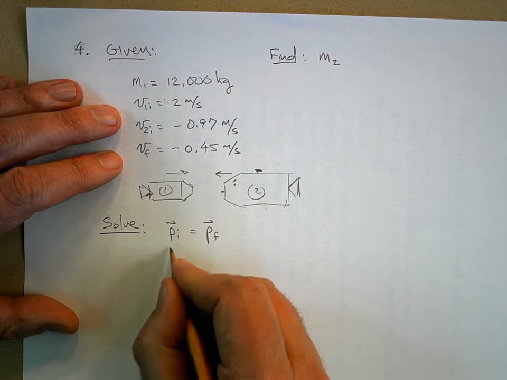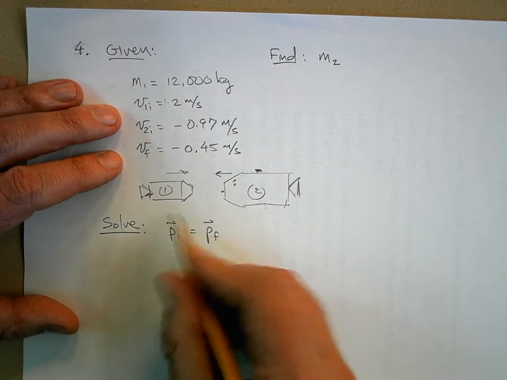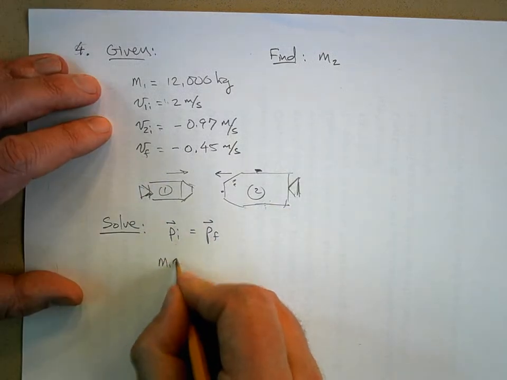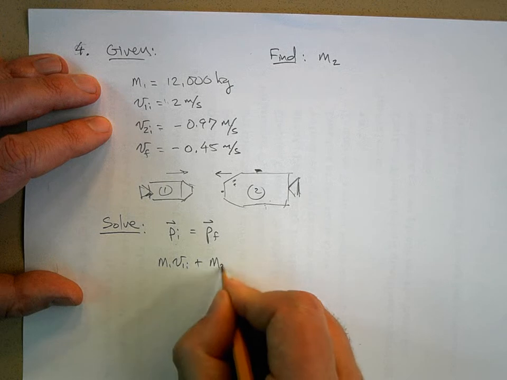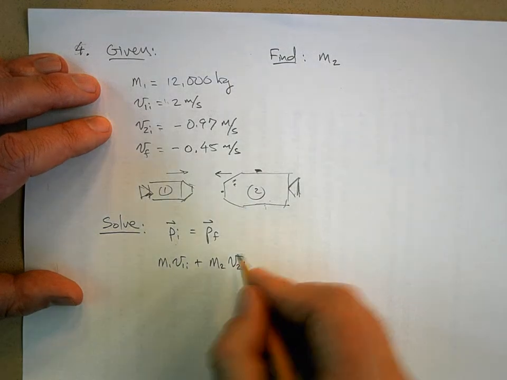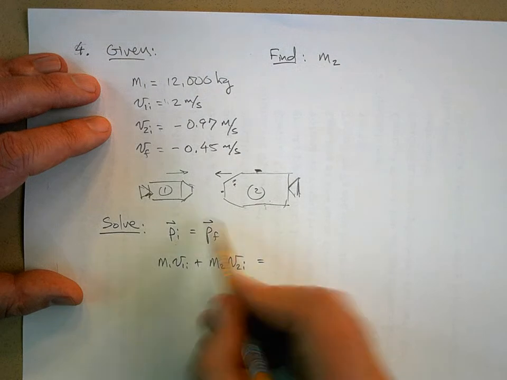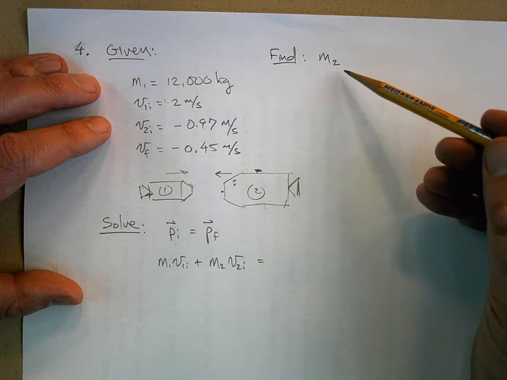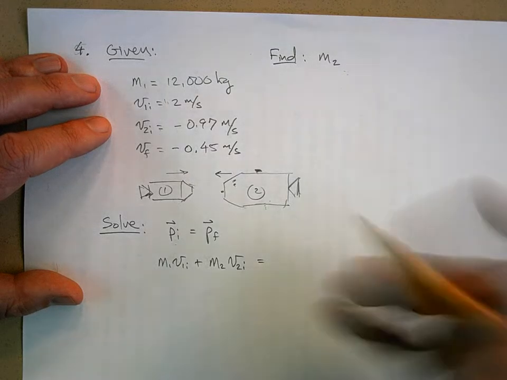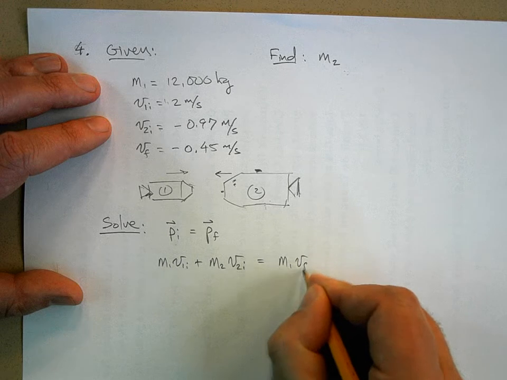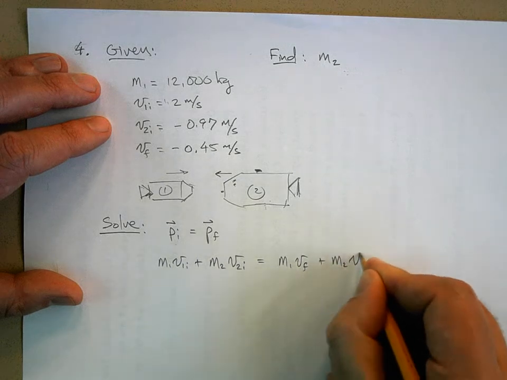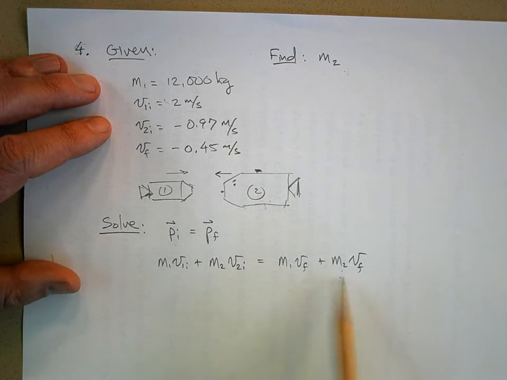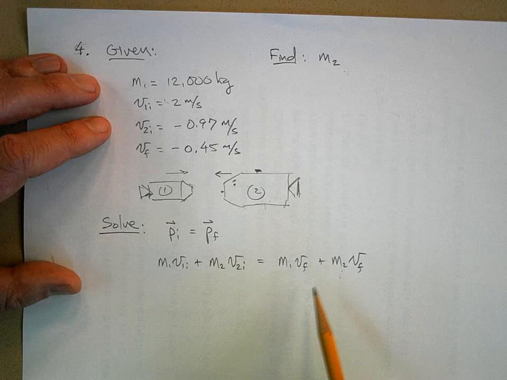But this is the initial momentum of my whole system. So what is the initial momentum of my system? Well, both objects are moving. So it's m1 v1 initial plus m2 v2 initial. And that's going to be equal to the final momentum of the system. And now, here's the thing. I'm going to try to solve for m2. So I'm just going to say this is going to be m1 v final plus m2 v final. They both have the same final velocities. Usually we add the masses together, but we're trying to solve for one of the masses, so it doesn't make any sense to factor it out.